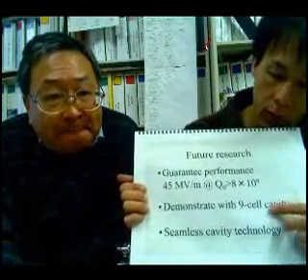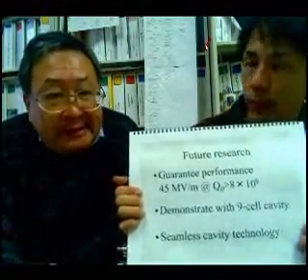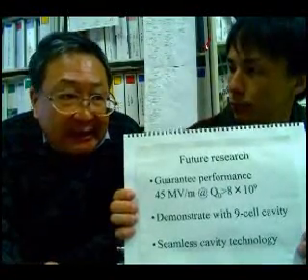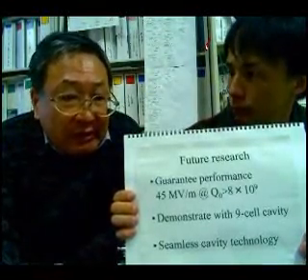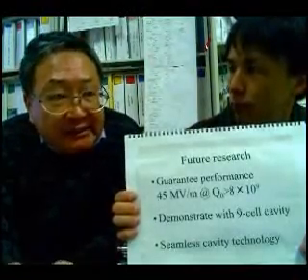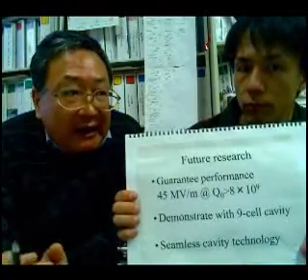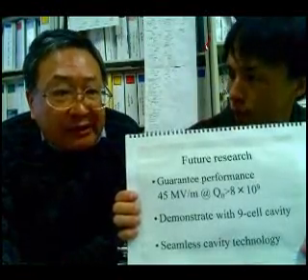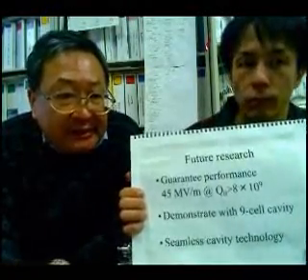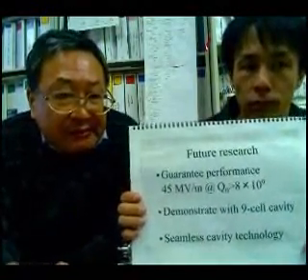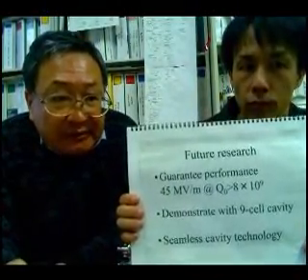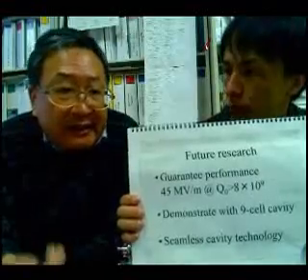And secondly, you apply that to the 9 cell? Yes, now we have established such a nice preparation method from the single cell cavity study, but we have not yet demonstrated how this technology works on the 9 cell cavity. So in the near future we will test this new recipe on the 9 cell cavity and demonstrate such a high gradient, 45, and Q higher than 8 times 10 to the 9.